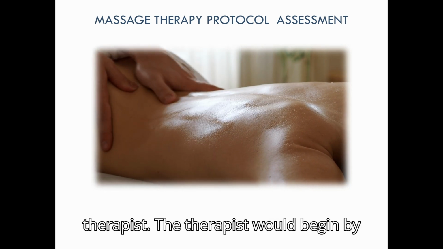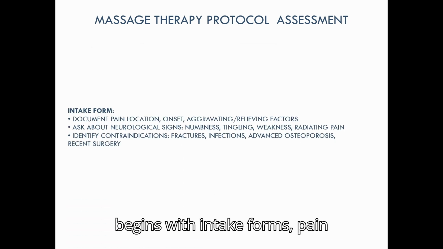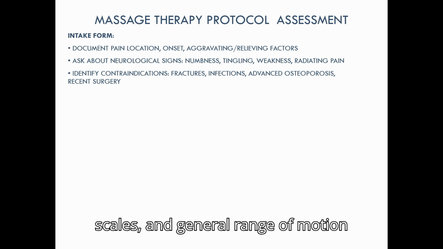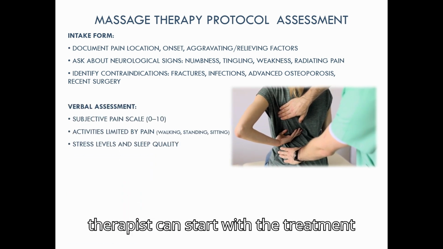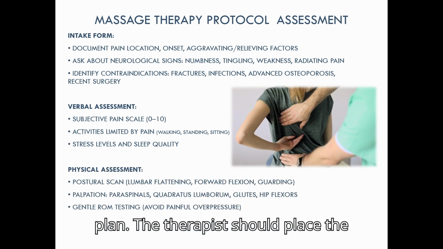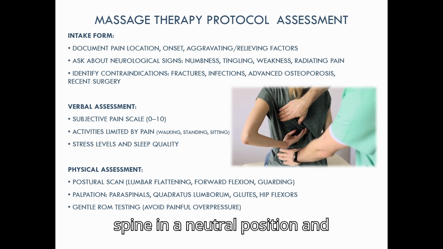The therapist would begin by performing a clinical assessment that begins with intake forms, pain scales, and gentle range of motion checks. Based on the proper assessment, the therapist can start with the treatment plan. The therapist should place the client on the therapeutic table with the spine in a neutral position and decompressed.